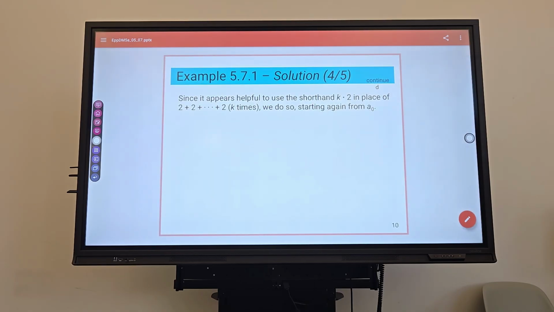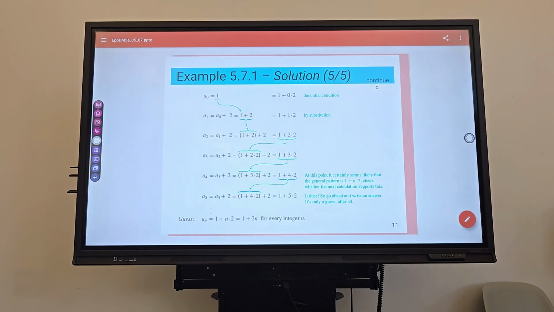It appears useful to use the shorthand 2 times k in place of 2 plus 2 plus 2, etc., k times. So we do so, starting again from A sub 0. The initial condition, substitution. It generally seems likely that the pattern is 1 plus n times 2. So it's 1 plus 2n for every integer n.